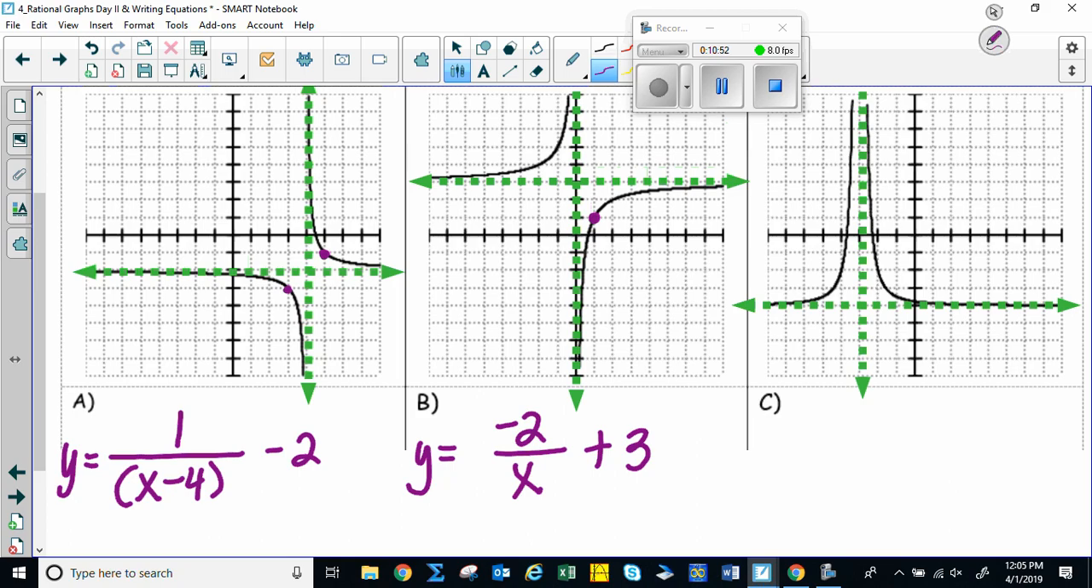All right, last one. The parent function is shifted to the left 3 units. So I'm going to write x plus 3. What else do I need to do to this denominator? I need to square this because the curves are both going up. By the way, if I look back at letter A, I don't have to have those parentheses in the denominator. It's okay if you don't.